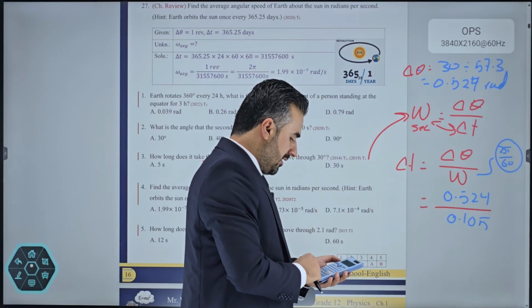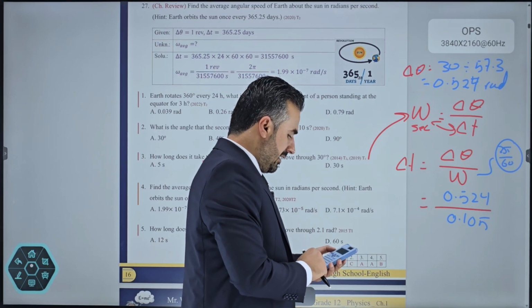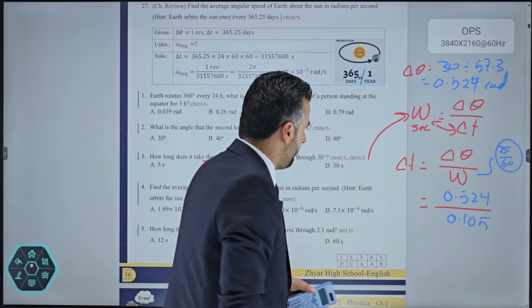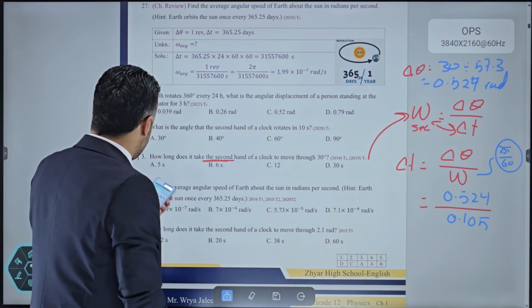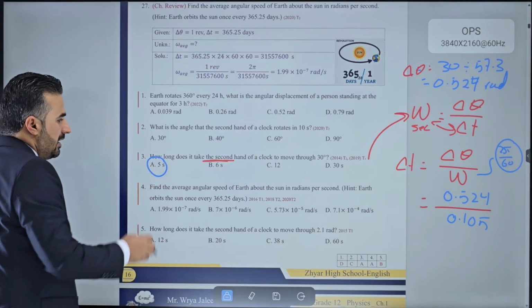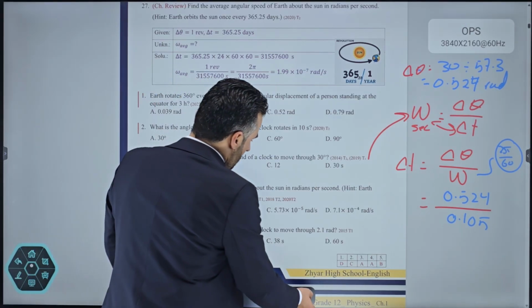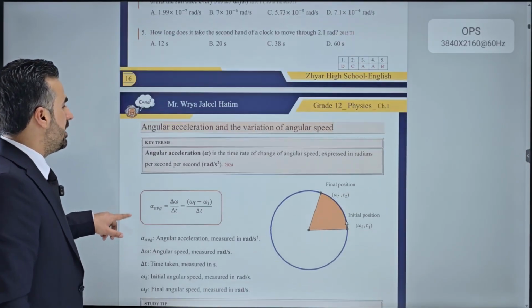0.524 divided by 0.105, and then of course the answer that you will get is about 4.99, which is about 5. Do we have 4.99, which is about 5 seconds here? Yes, and that is option A. This is how you can do all the questions without making any mistakes here. I believe you could do the rest of the questions that we have here.